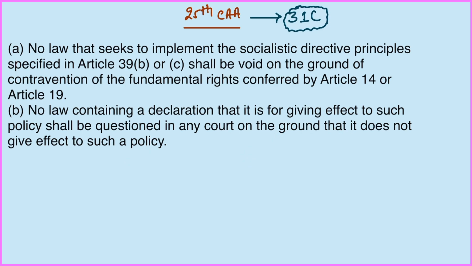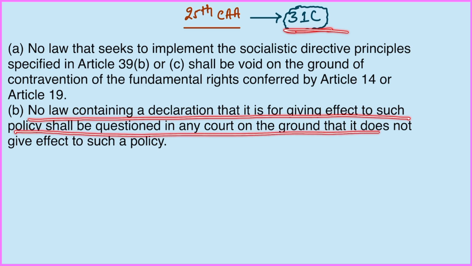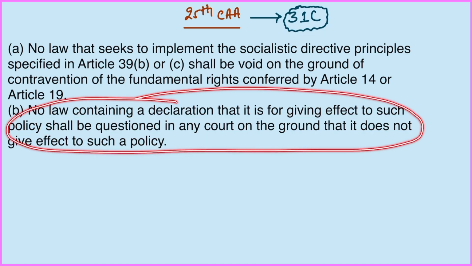What is the second clause of Article 31C said? No law containing a declaration that it is for giving effect to such policy shall be questioned in any court on the ground that it does not give effect to such a policy. Now, this was a problematic clause. Why? Because it basically took away the judicial review feature present in the Constitution.